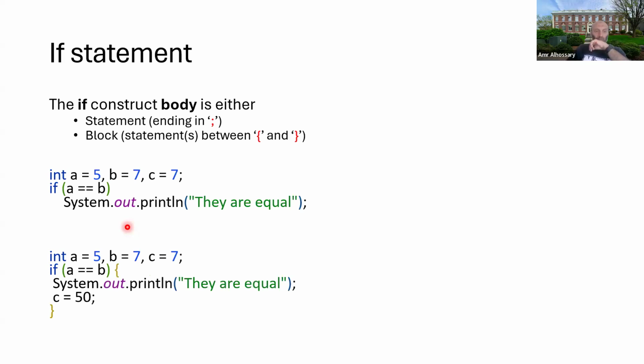Now let's try this. Integer a equals 5, b equals 7, c equals 7. If a equals b, now see the curly brackets, System.out.println they are equal, and c equals 50. C becomes 50. What will happen here? C will become 50 instead of 7. But actually, this body will not be executed because a equals b evaluates to false. So it will neither print anything nor change the value of c.